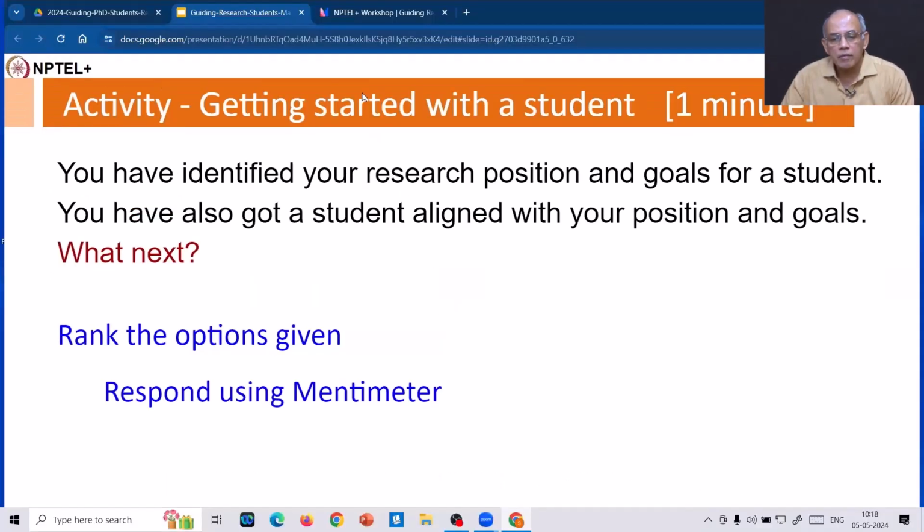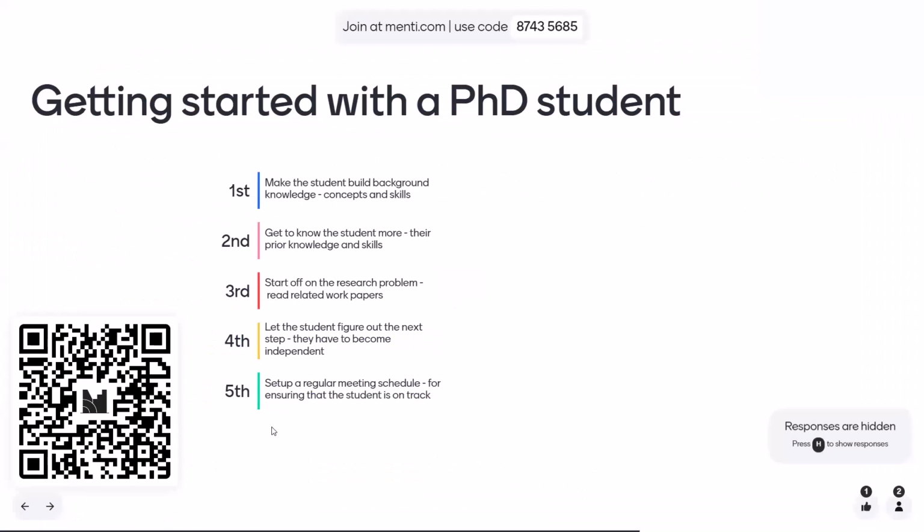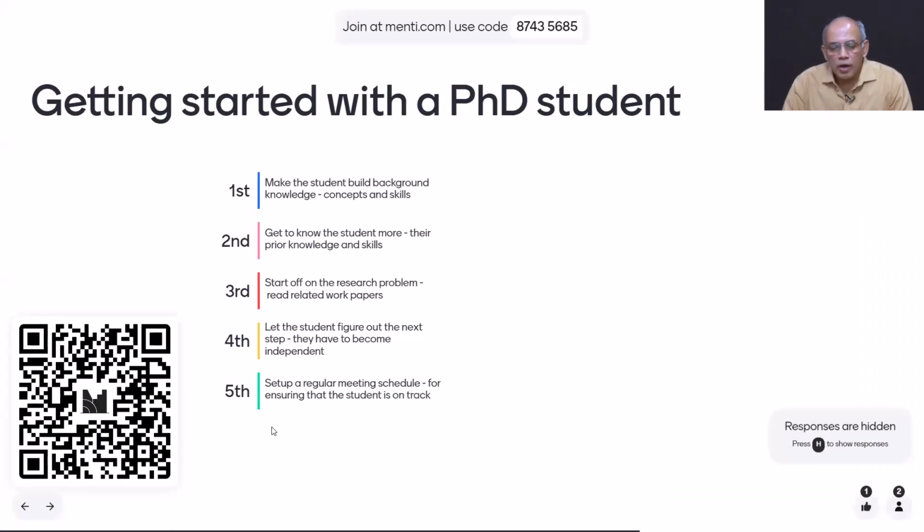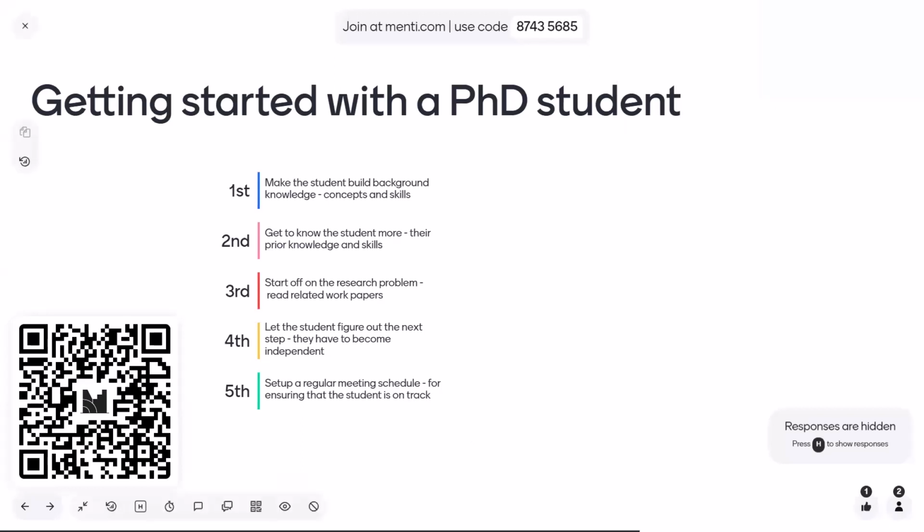So once again, we will go to Mentimeter and look at some options. What you have to do is to rate these options: which is your first option, which is your second, which is the third thing that you will prioritize, and so on. So you can take a minute to do this activity.